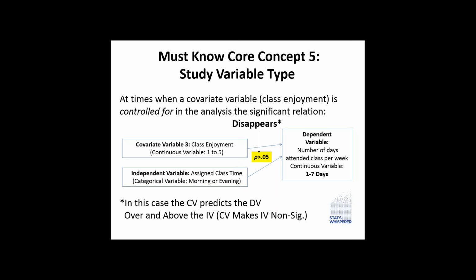Now think about it. If you don't add the appropriate covariate variables, and you don't control for those factors, you could be totally misinformed and think one thing, class attendance is a function of one variable when it's really the function of another. So covariates are very important.